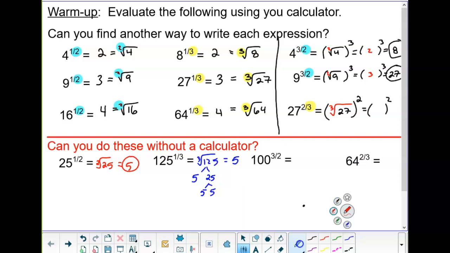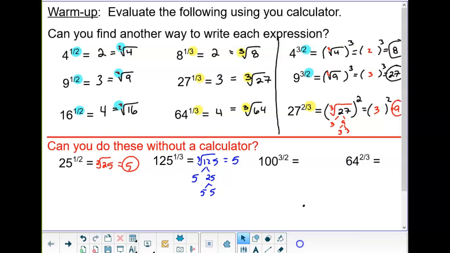And then I know that the cube root of 27 is 3. If you don't know that, you could split it up and play that factor game. 3 times 3 times 3 is 27. So 3 to the third power is the same as 27. And the cube and the third would be that. But now I have 3 squared, which is 9. So I'd like you to try these last two without a calculator and see how far you can get.